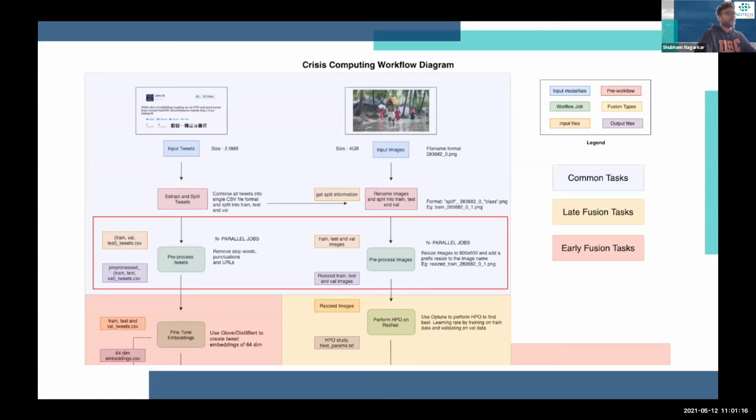The next is the first job for Pegasus, for both text and images. This is a pre-processing job. In the case of tweets, we are cleaning the tweets by removing stop words, punctuation, and URLs.